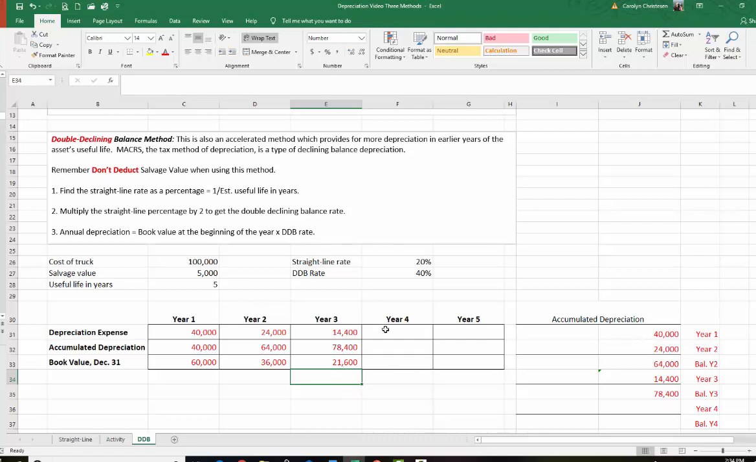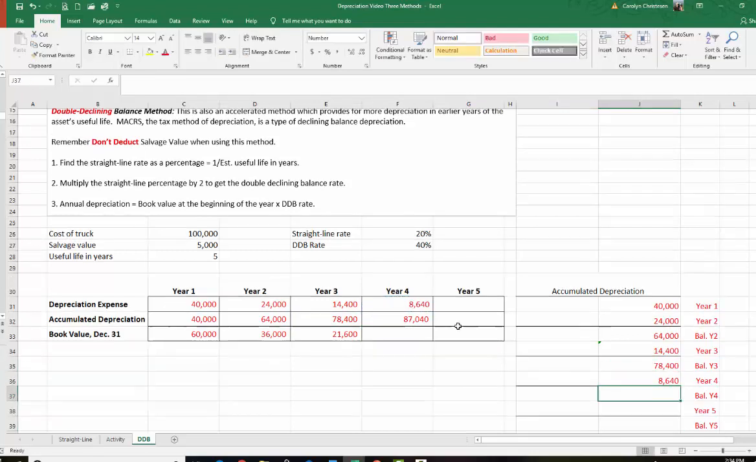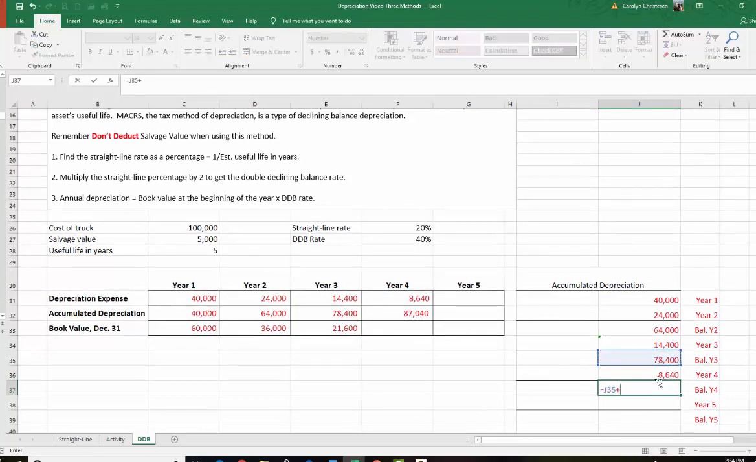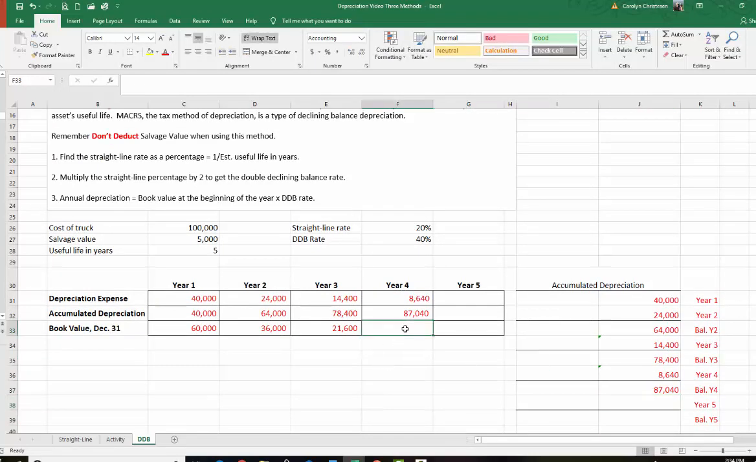Okay, next up, year 4. Book value at the beginning of the year, 21,600. Multiply that by 40%. So our depreciation in year 4 is 8,640. Our accumulated depreciation is now 87,040. Put this over here so we can see what our T account looks like. Okay, so now our book value is equal to cost minus accumulated depreciation.